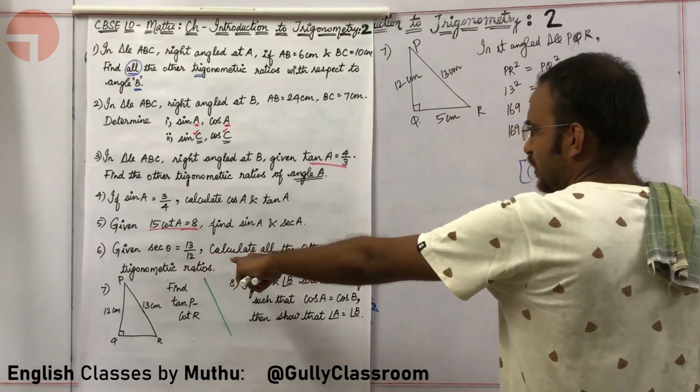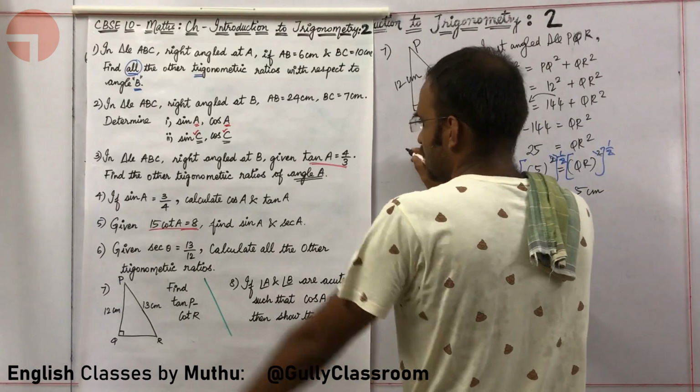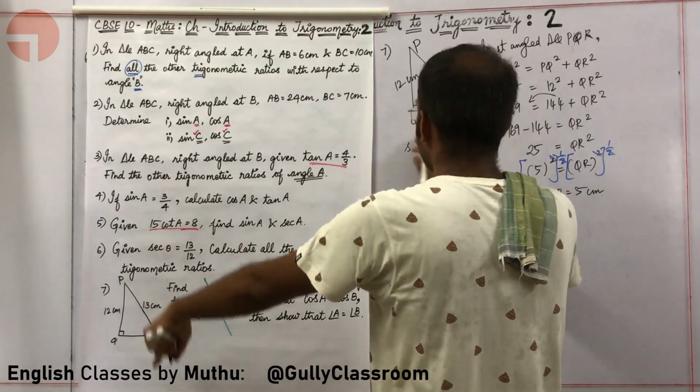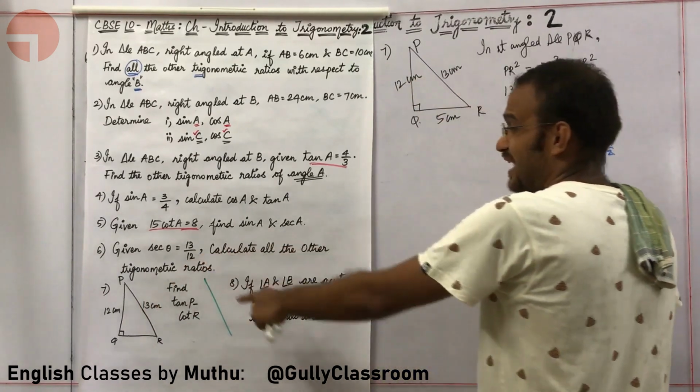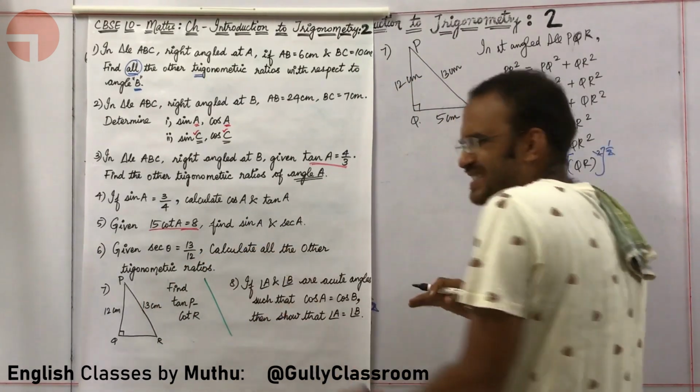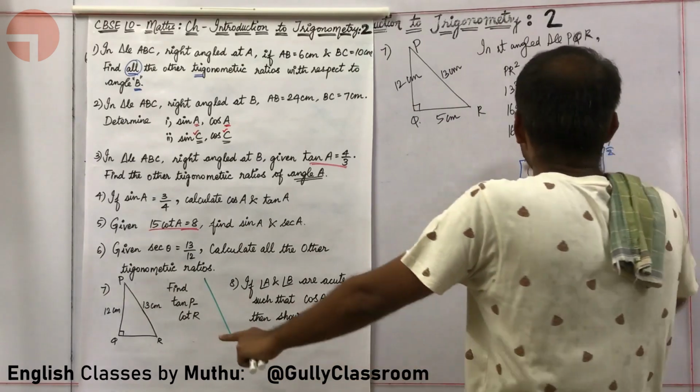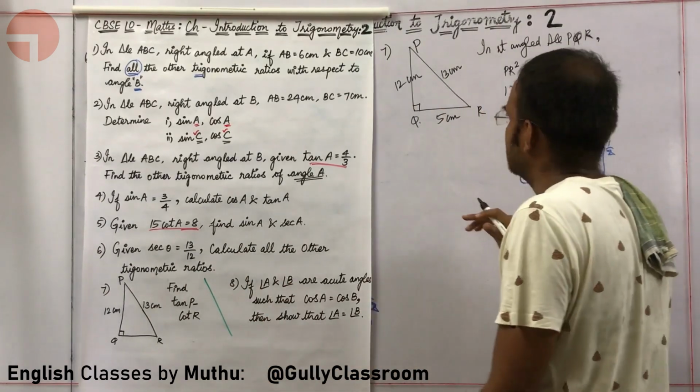Fine. So calculate all the other trigonometric ratios. They have given that in the 6th problem. Sorry, I just mixed up the 6th problem with the 7th problem. The mistake is on my side. Anyway, let us look at the 7th problem.